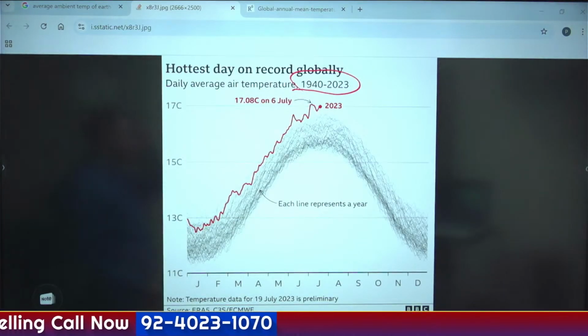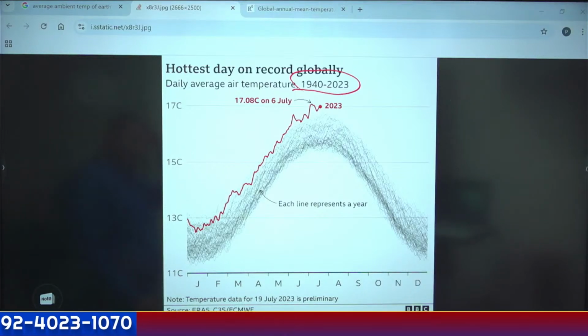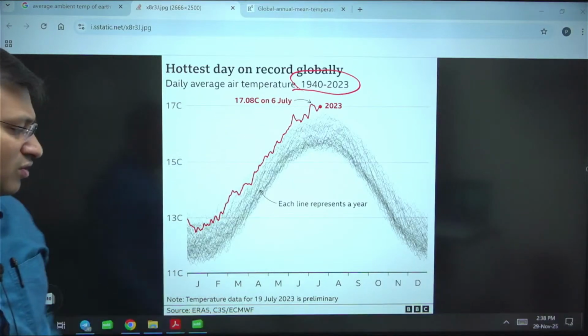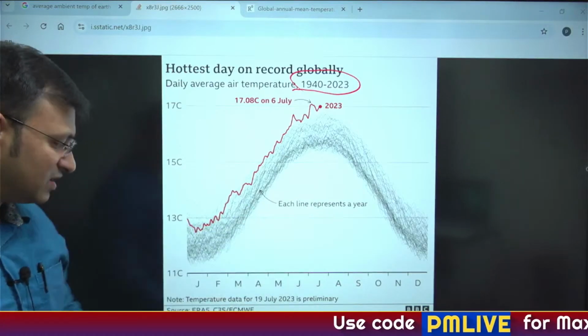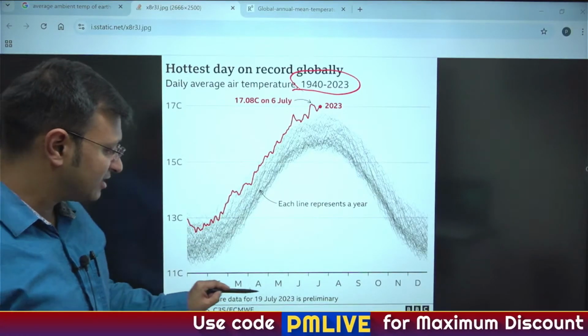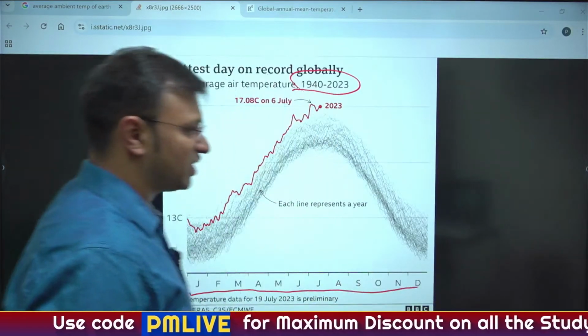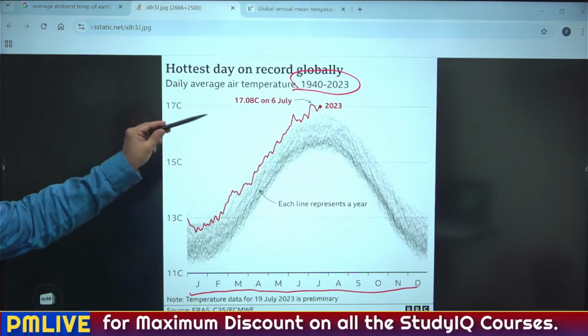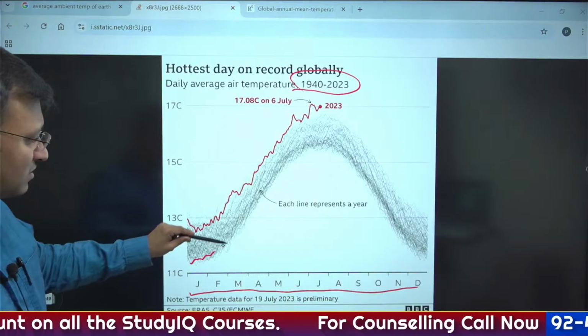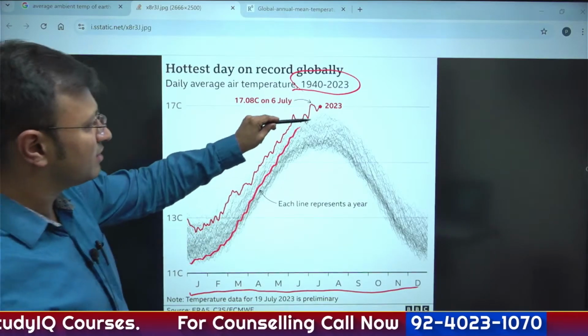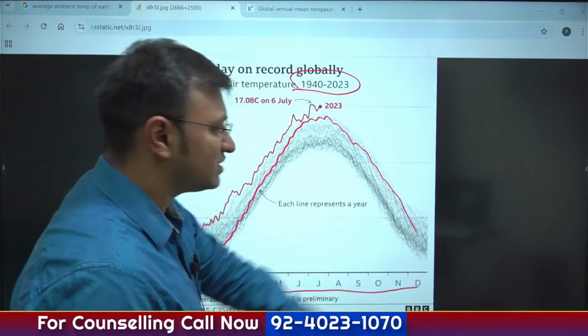We have one more chart to go out there. So from 1940 till 2023, if you see the variations, each line over here represents a year. So this is basically the median house temperature from January till December. So from 1940 till 2023, you are seeing that the average ambient temperature globally is rising.